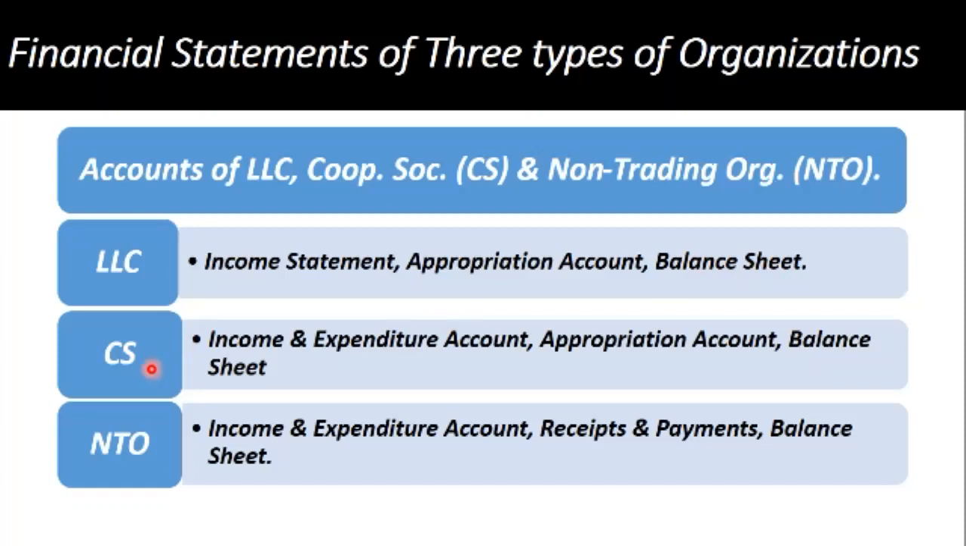Then we have the cooperative society, for which we prepare income and expenditure account, appropriation account, and balance sheet. Again, we haven't looked at the balance sheet here yet. We'll look at that again next term. Then we have non-trading organizations, sometimes called non-profit making organization, for which you prepare income and expenditure, receipts and payments, and a balance sheet. Okay, today we are going to look at the income and expenditure account and the receipts and payments account.